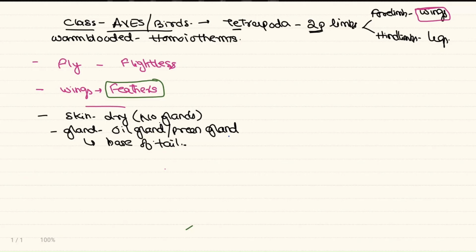The oil gland or the preen gland is present at the base of the tail. So this is the only gland present. Otherwise, the skin is dry without any glands.